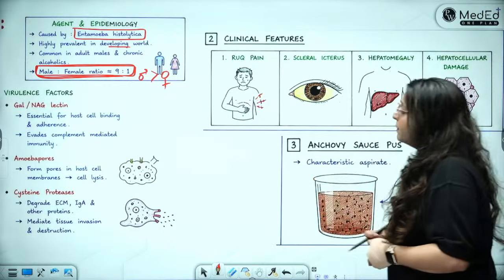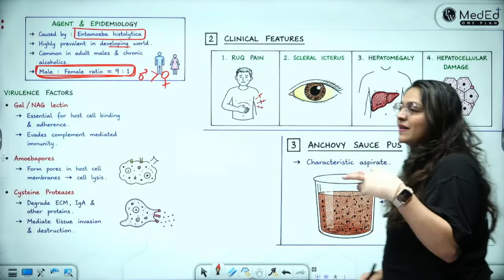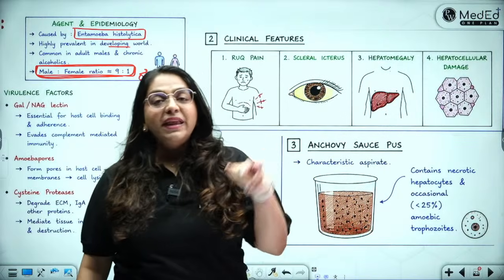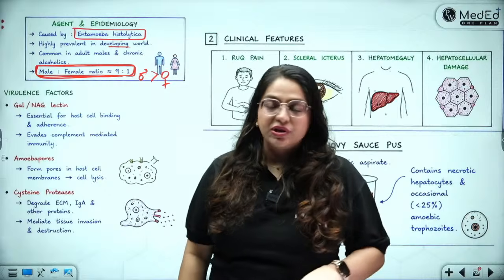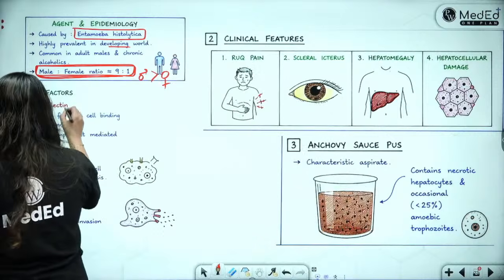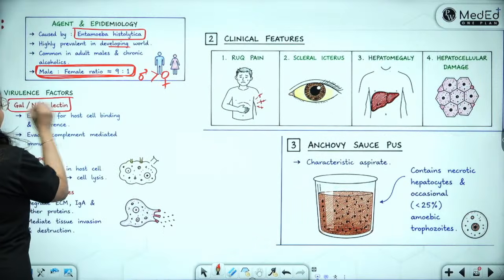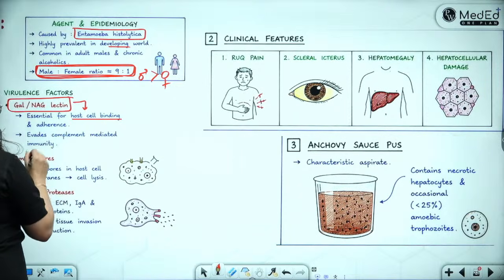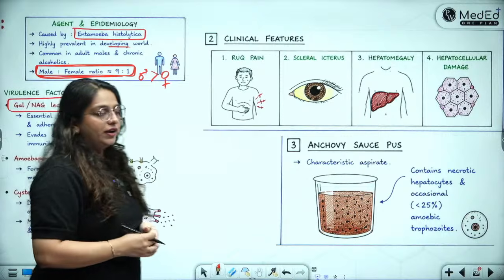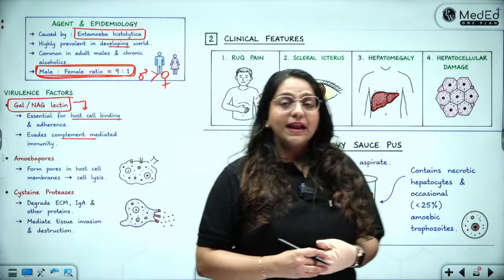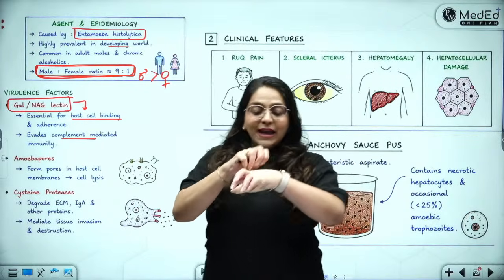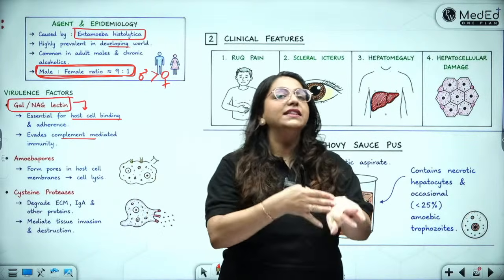What is the main pathogenic factor? When this trophozoite enters my liver, what are the main antigens causing the destruction? The Gal/GalNAc lectin. Please remember this. Gal/GalNAc lectin is essential for host cell binding and evading complement-mediated immunity. First, it evades my immune system, and then it binds to the liver cells and invades these liver cells.